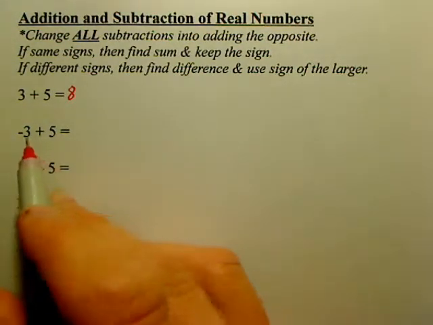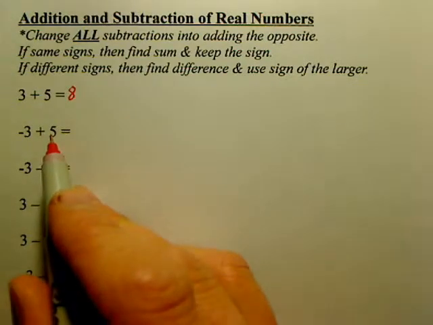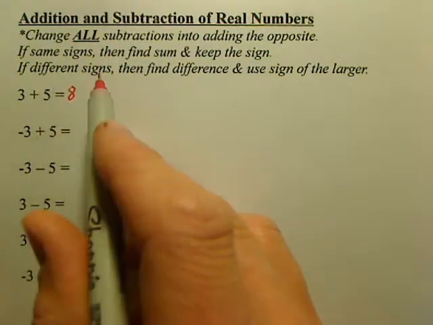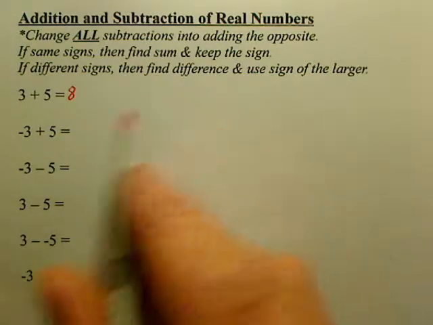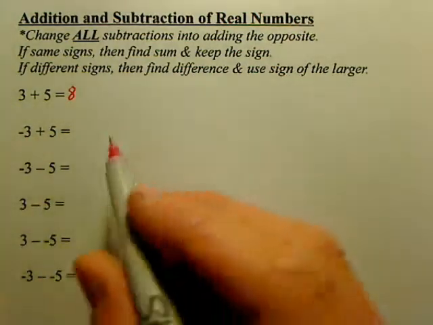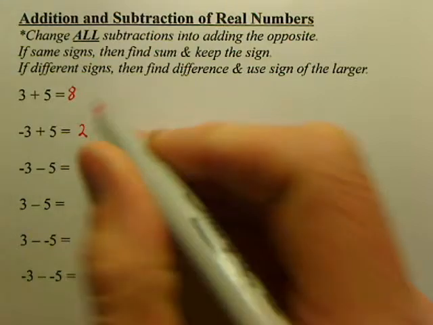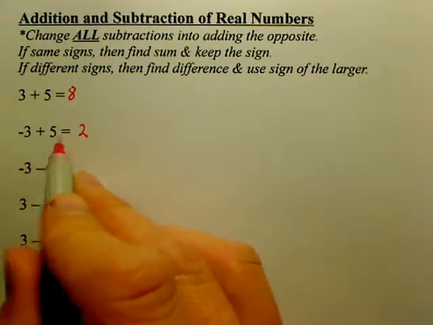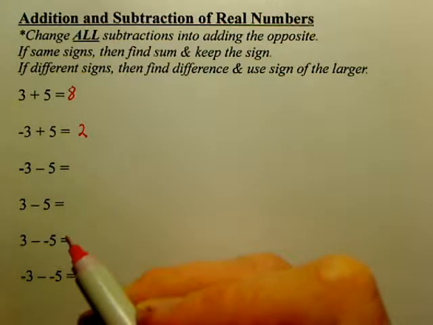Now, if we have a negative 3 plus a positive 5, we don't have to change any signs, but they're different signs, so we find the difference. The difference between negative 3 and 5 is 2, and then you use the sign of the larger. The larger of these is a positive 5, so my answer is positive 2.